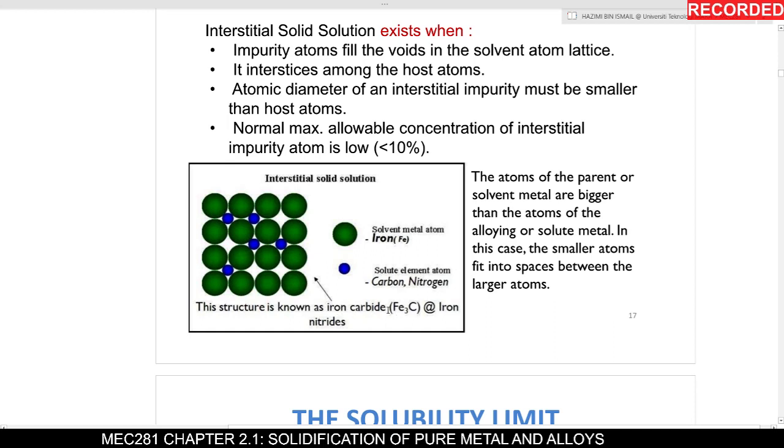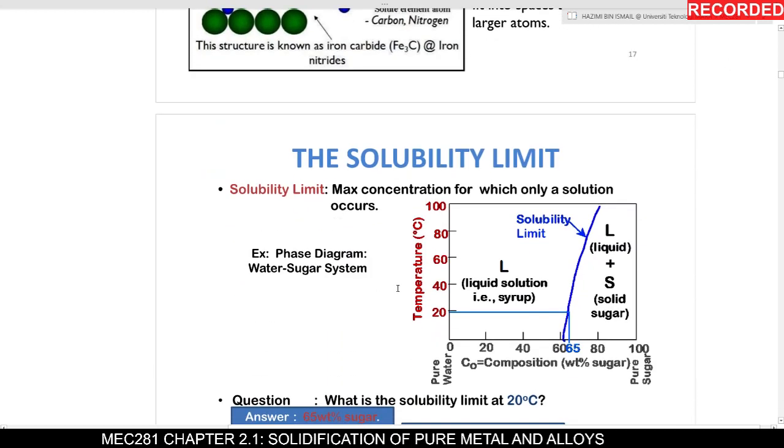So iron is the ferrum. Carbide is the carbon, so Fe3C. The solvent here is the ferrum, iron, and the solute here is the carbon. So in this case, the smaller atom, which is the carbon, fills the void between the larger atoms, where the larger atoms are the ferrum or iron.